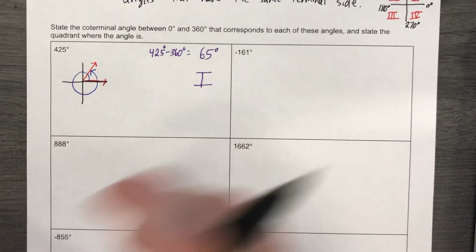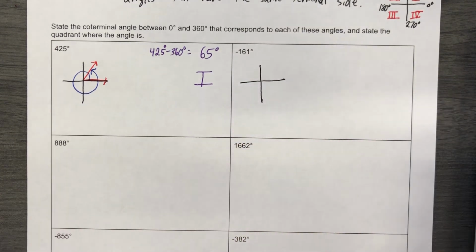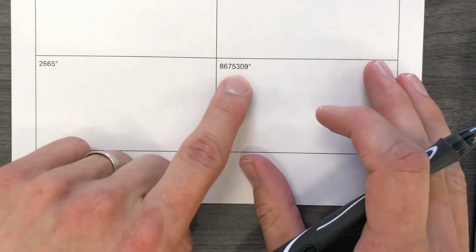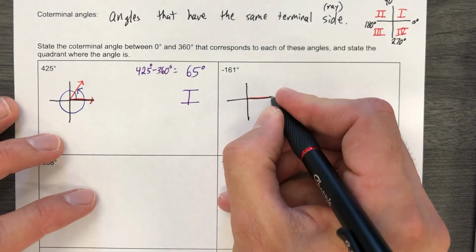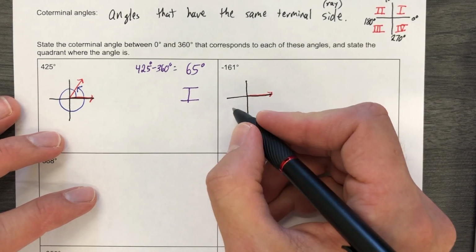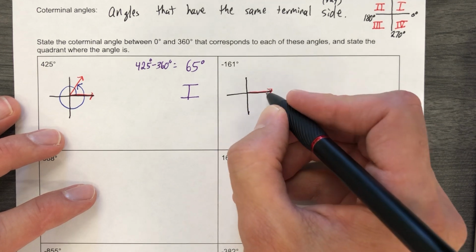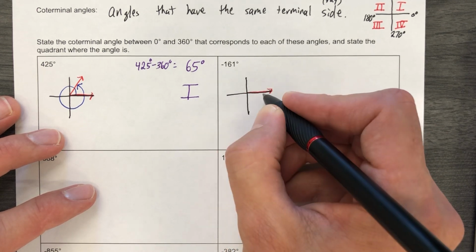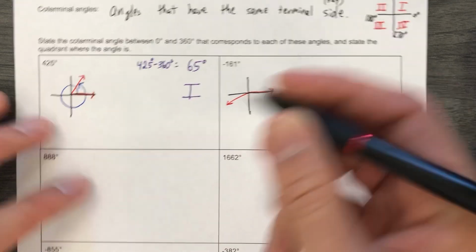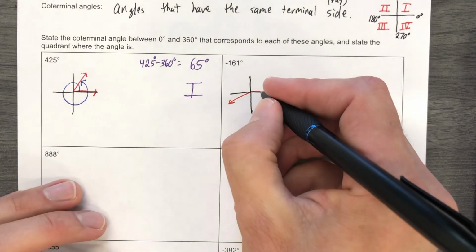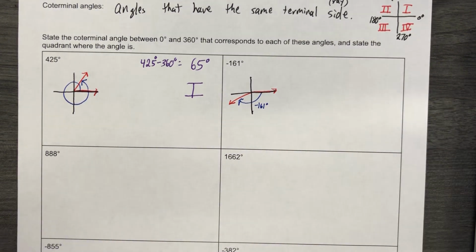Negative 161. So if I draw a negative 161 angle, now I'm not always going to draw all these, because some of them are just going to get a little bit crazy, like Jeannie's phone number here. So negative 161, where we're going to start here, and we know we're going to go in a negative direction. Negative 161 is going to be less than 180. So if I went all the way around to 180, I'd be here. But instead, I'm going to go about there. And so this is negative 161 degrees, if I drew that.